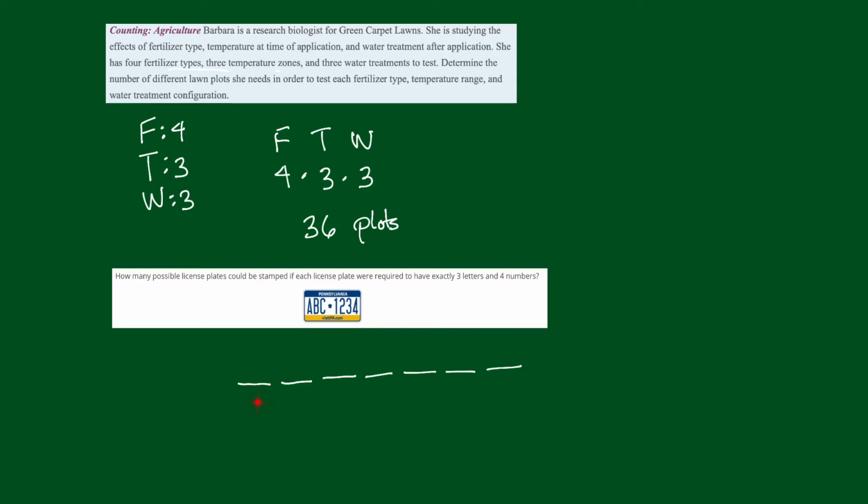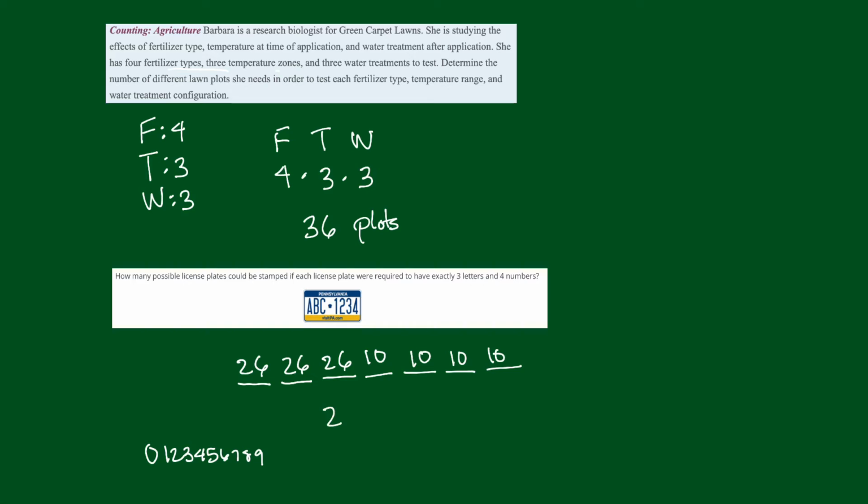For the first decision, what's the first letter going to be? The second decision, what's the second letter going to be? The third decision, what's the third letter going to be? And then the fourth decision, what's the first number going to be? And so on. How many ways do we have to make the first decision? Well, it's got to be a letter, so there are 26 letters. Second decision, also a letter. Third decision, also a letter. The fourth decision is a number. What numbers can we use? 0, 1, 2, 3, 4, 5, 6, 7, 8, 9. So that's 10 choices here, and the rest of them are numbers.